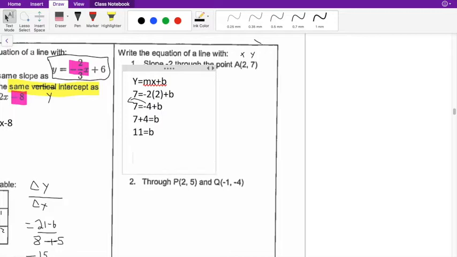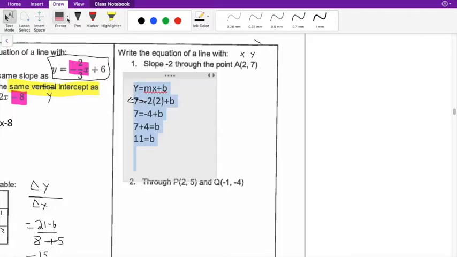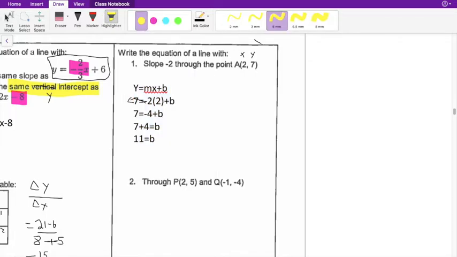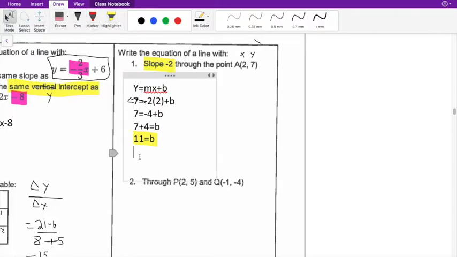Now we have our b. We have our b value here, and we have our slope value. So we have everything we need for the equation of the line. So let's go y equals -2, as in our slope, x plus 11. And there's my answer.